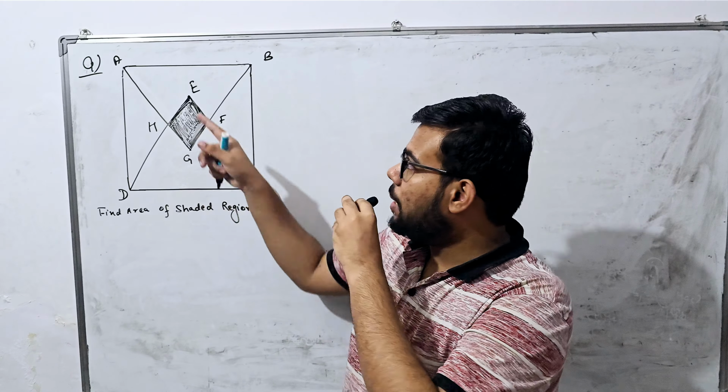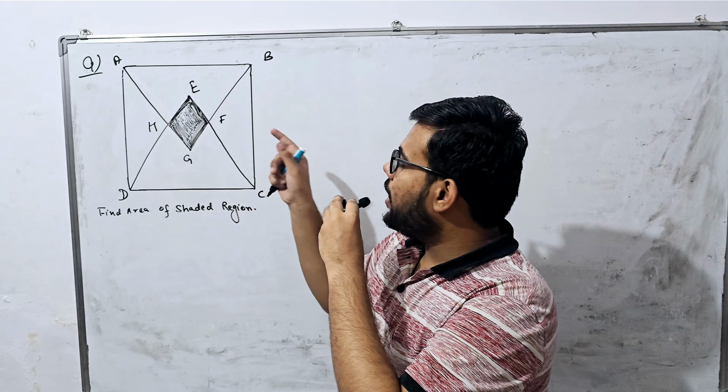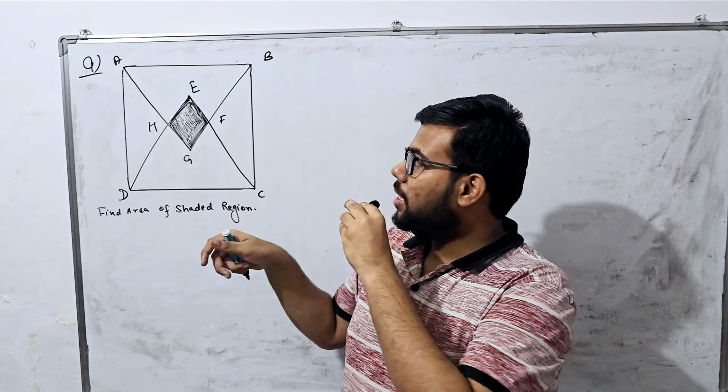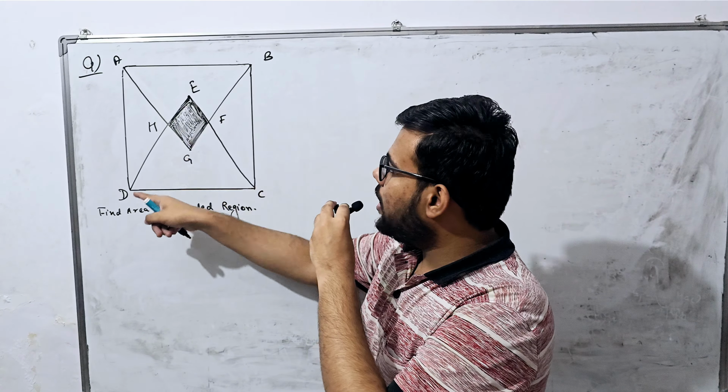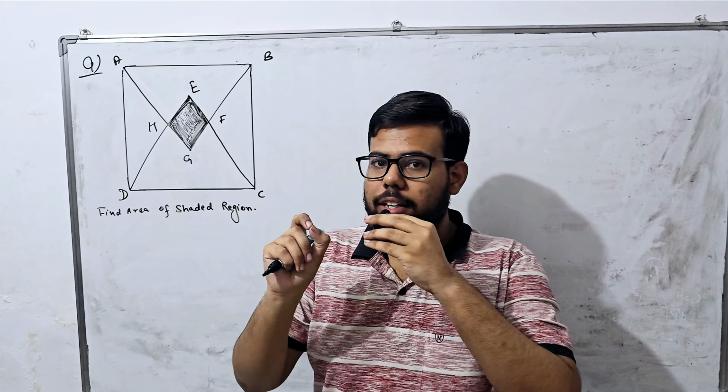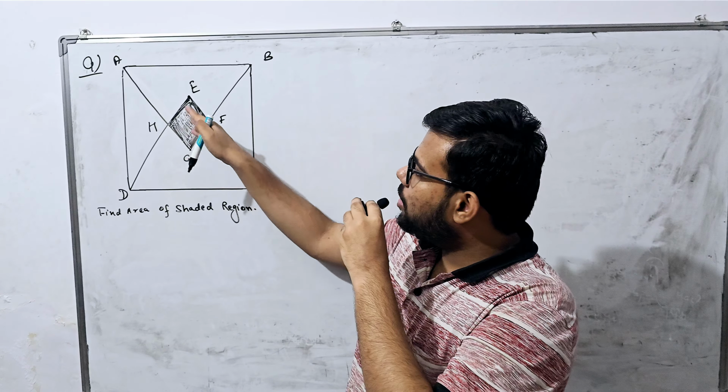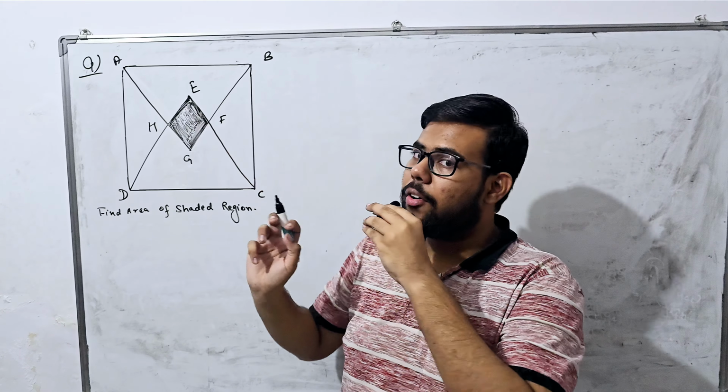In this, we are given that ABCD is a square with a side length of 1 unit, and AGB and DEC are equilateral triangles. So we have to find the region which is common to them.